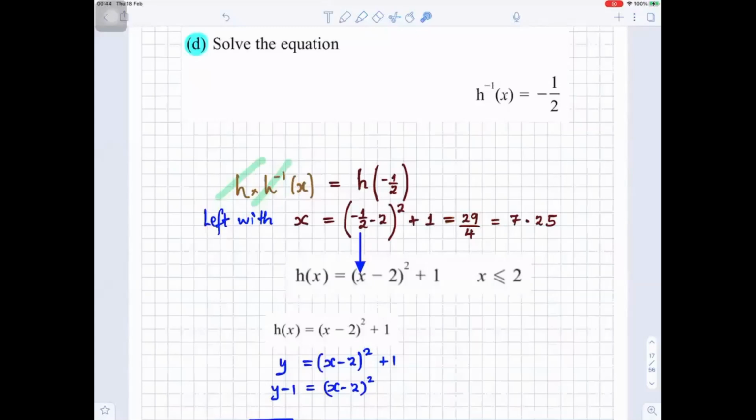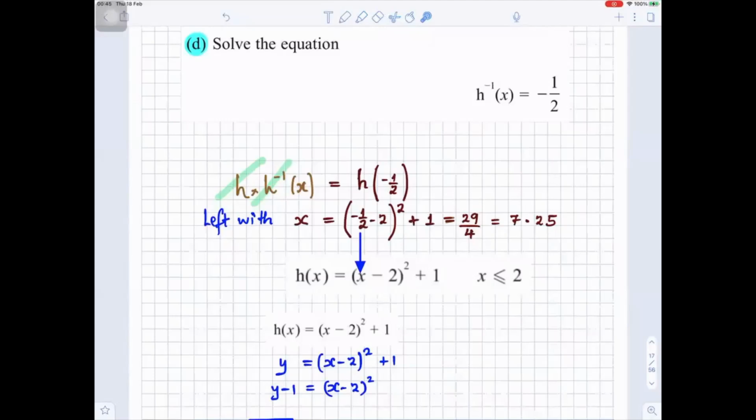Part D. Solve the equation h inverse of x equals minus a half. One way you can do it, you can multiply this by h and multiply this by h. So it's like multiplying by h on this side and multiplying by h on that side. So h times h inverse would cancel, they will null each other, you'll be left with x. And then h bracket minus a half.